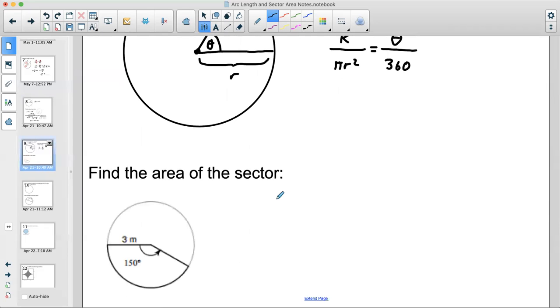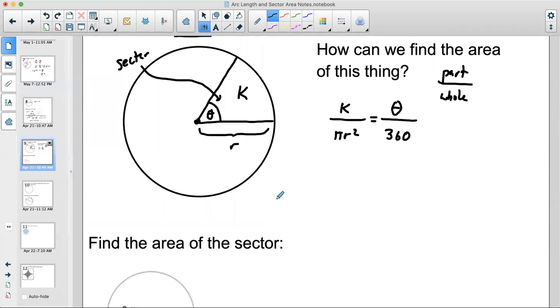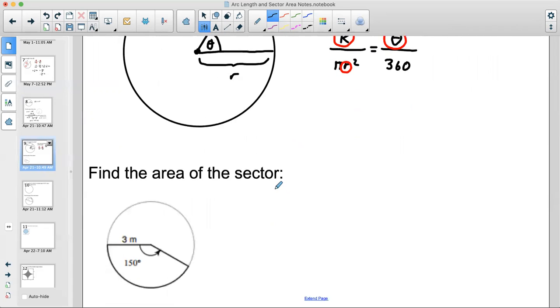So just like before, if we think about what we don't know in this little proportion, there are three things: K, R, and theta. So for these problems, because this is how algebra works, I'm going to have to give you two of these and have you find the third one. In this case, it says find the area of the sector. The sector is the thing that's darkened in here. So the area of this thing, I can use the proportion to find it.